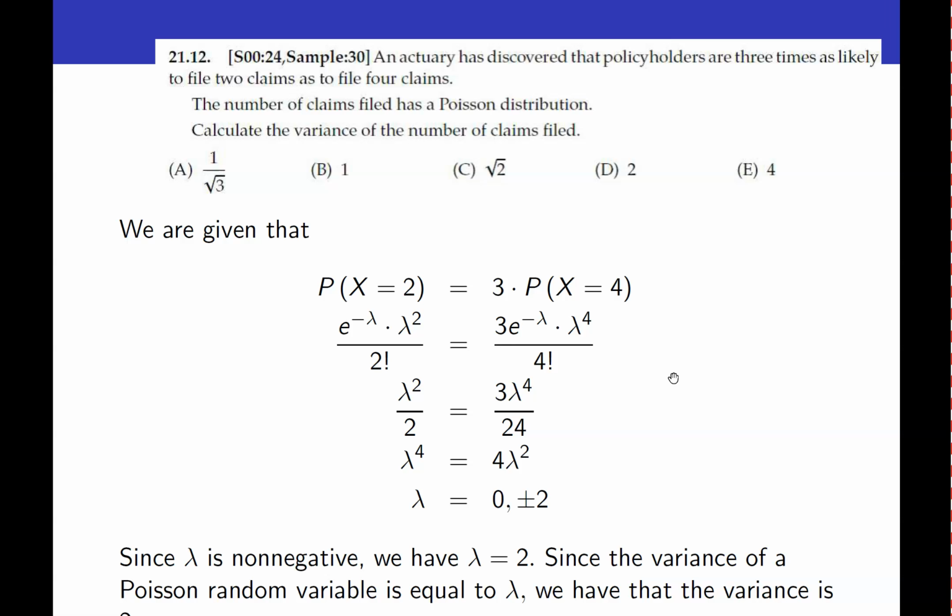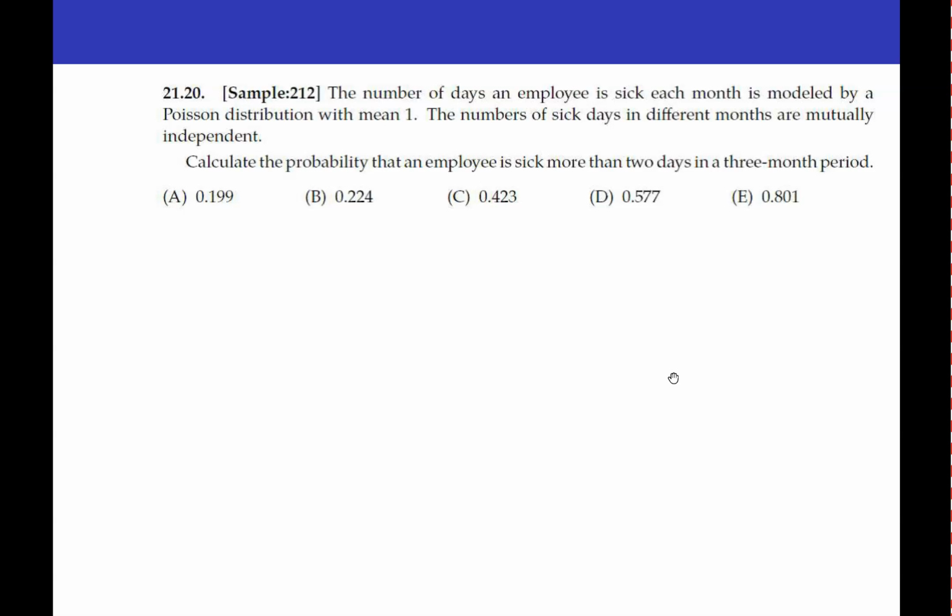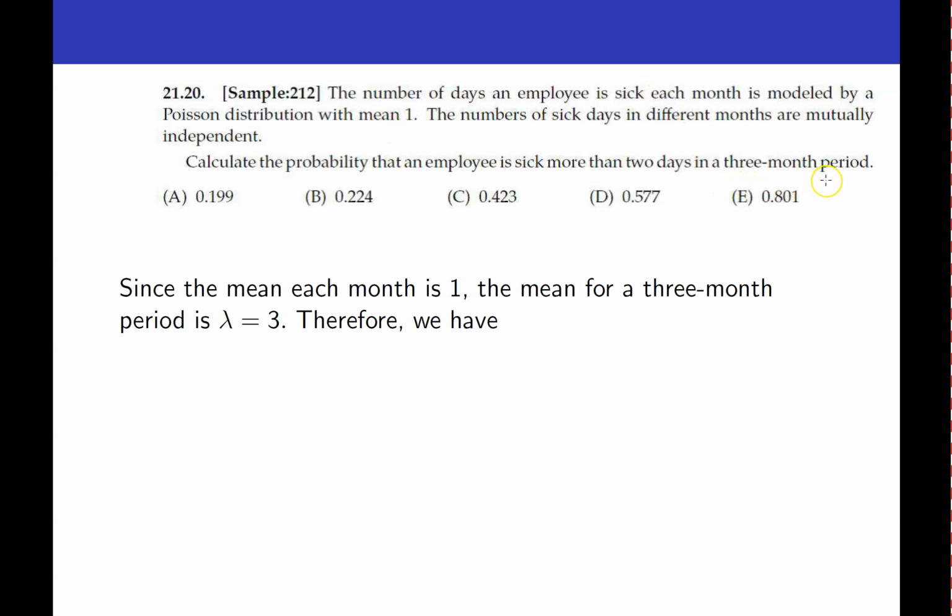So, one more example here. The number of days an employee is sick each month is modeled by a Poisson distribution with a mean of 1. And we know the number of sick days in different months is mutually independent. Now we want to know the probability that an employee is sick more than 2 days in a 3-month period. So the number of sick days in different months being mutually independent is telling us how to convert this Poisson distribution with a mean of 1 per month to a Poisson distribution for a 3-month period. If the mean is 1 per month, then the mean per 3 months must be 3.